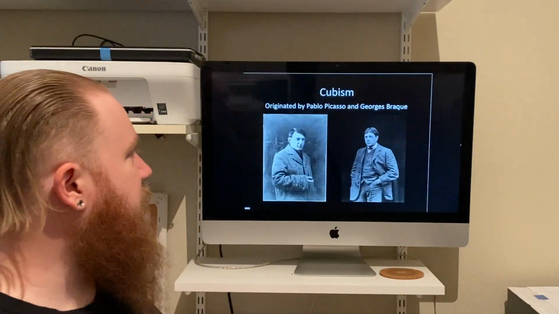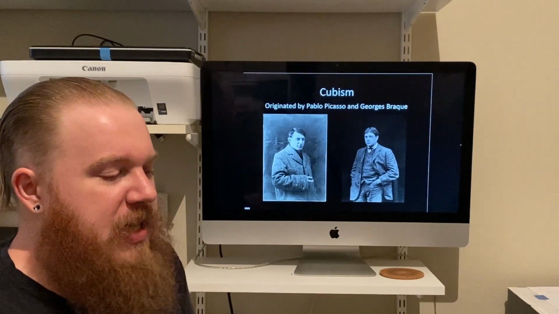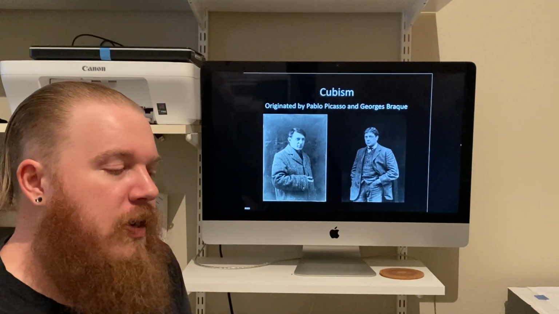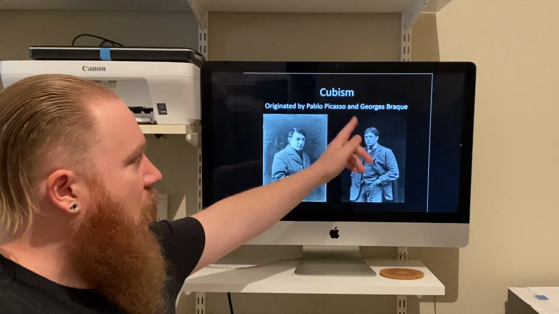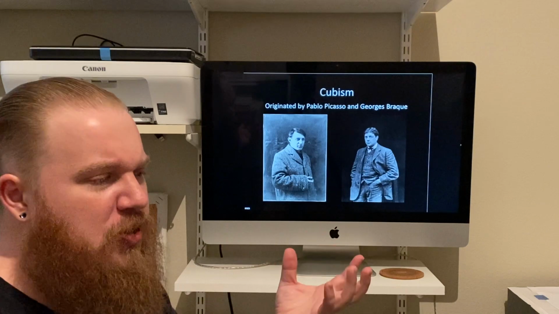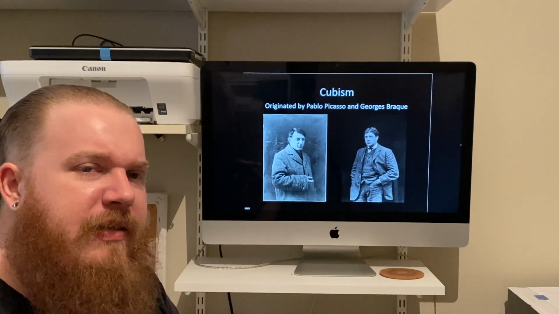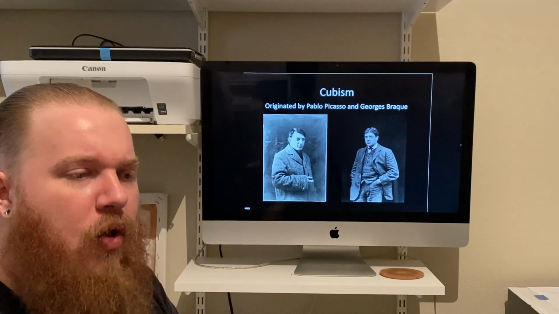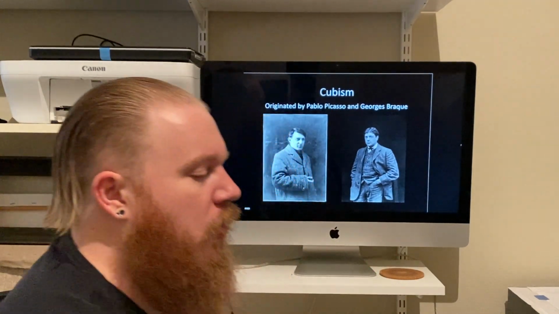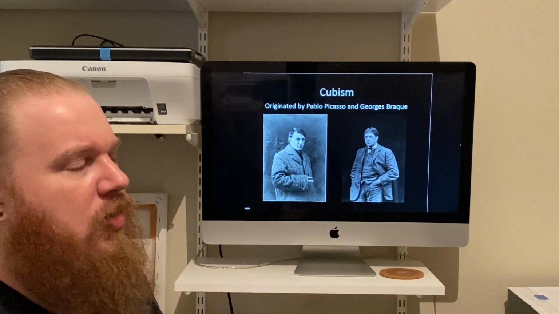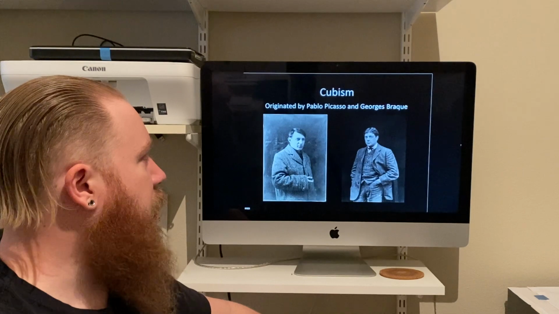Now, that brings us to Cubism. Cubism is originated by both Pablo Picasso and Georges Braque. So we see Pablo Picasso on the left and Georges Braque on the right. They both come to Cubism independent of one another, but then they begin to work together on it and ultimately go their separate ways again. Some of the early works, especially, can be a little hard to distinguish between one another. And we'll see some of that here in a minute.